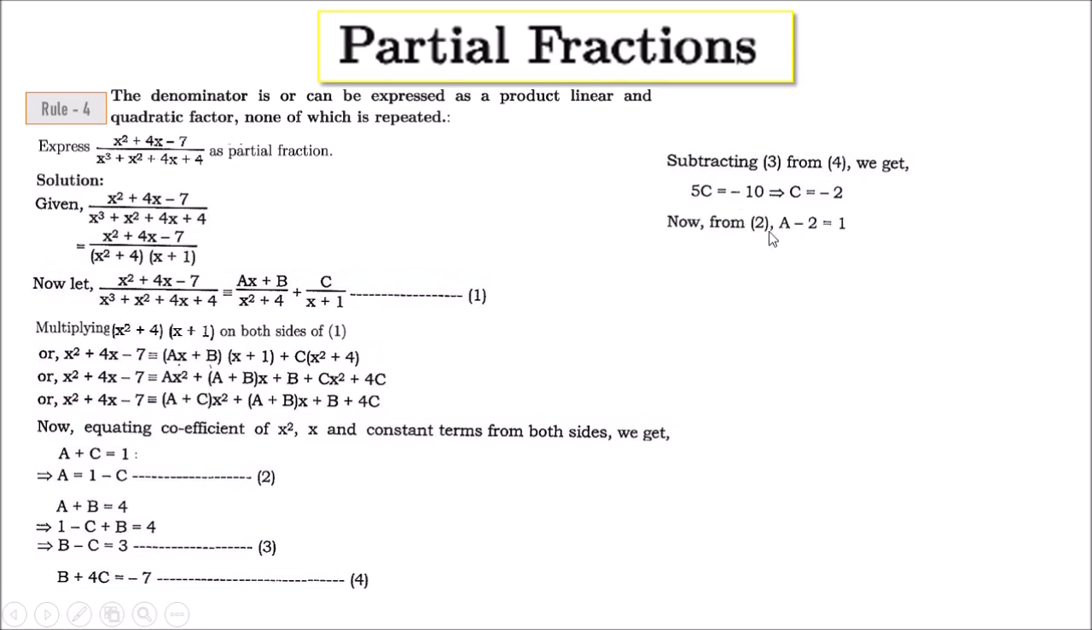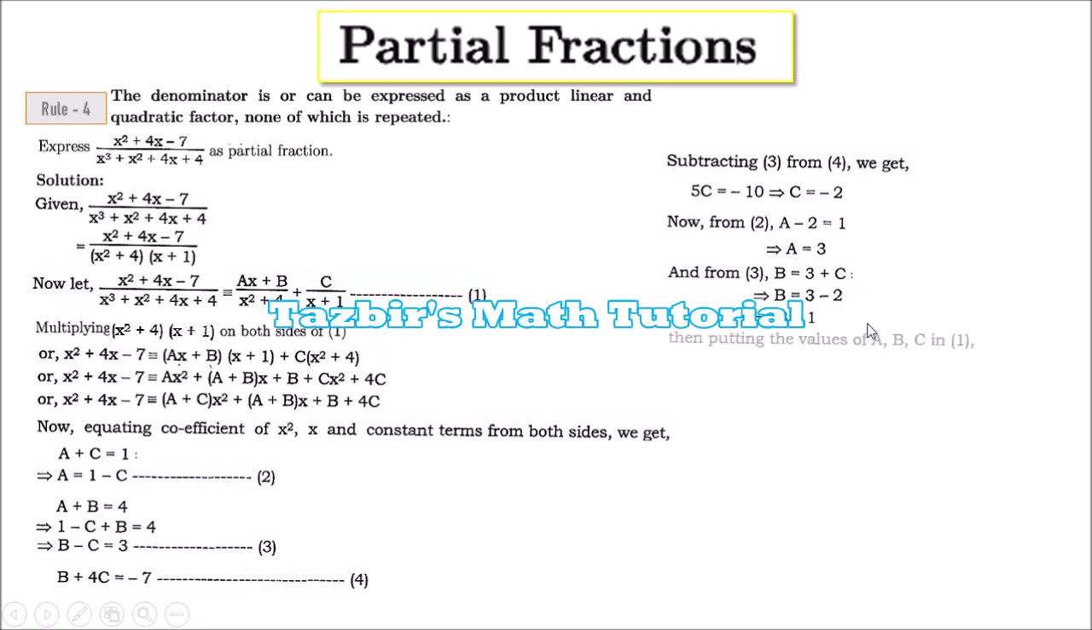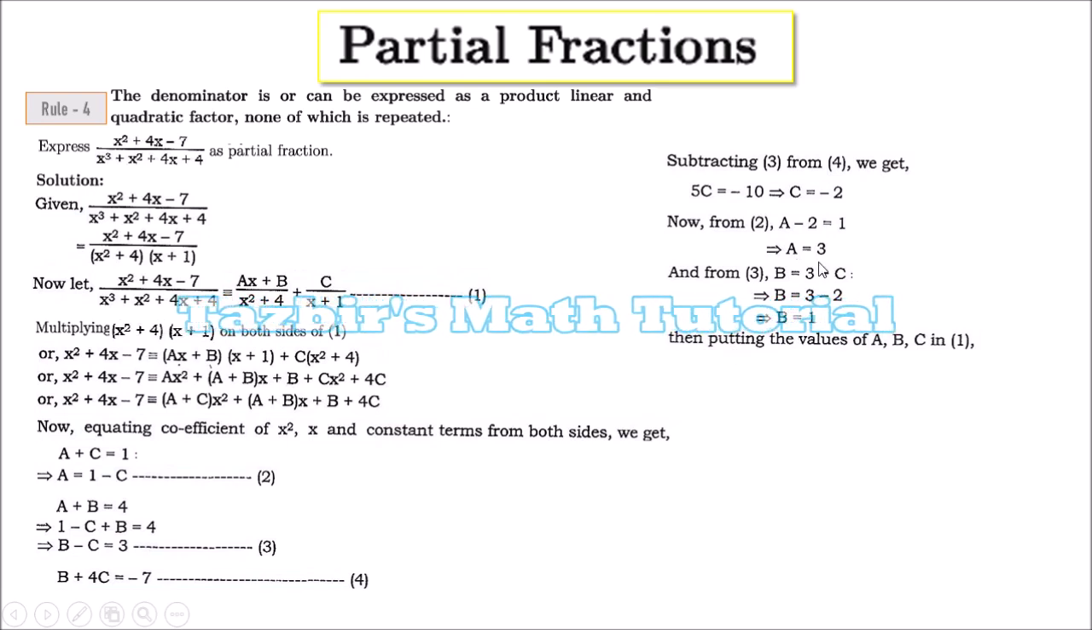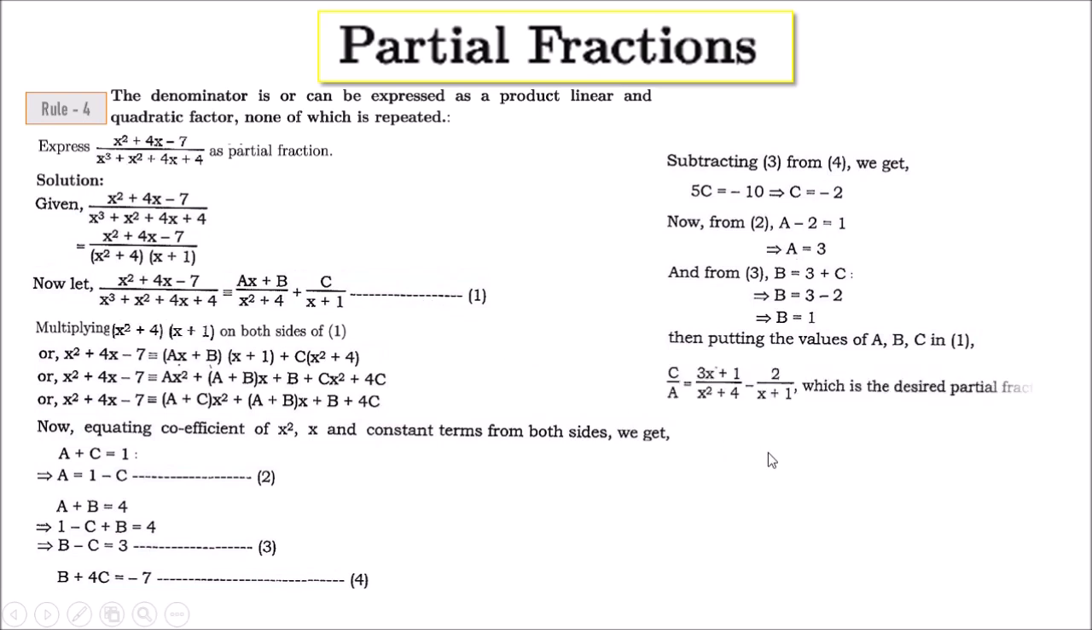If you put it in equation number 2, you will get a minus 2 equal to 1 and a equal to 3. If you put c equal to minus 2 in equation number 3, then you will get b equal to 3 plus c, and c is minus 2, 3 minus 2, that equal to b equal to 1. So putting all these values I got, that is a, b and c, in equation number 1, you will get the partial fraction, which one is actually just desired.